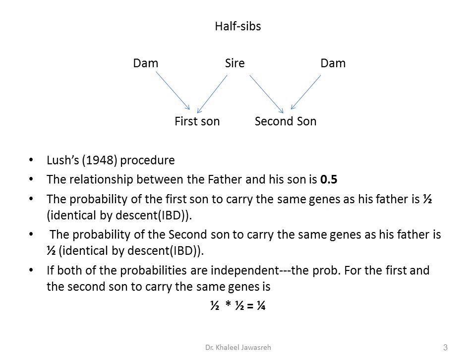We are talking about the first and the second son. How much do they resemble each other, or how identical by descent are they? They will be 0.25 because they are half sibs.